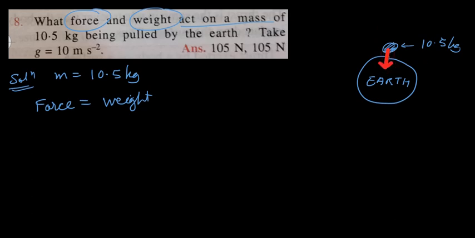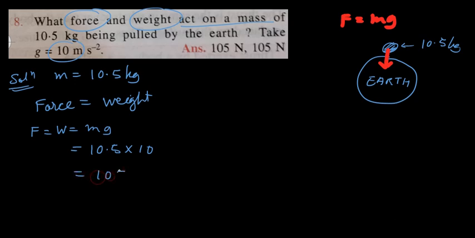Now this force is the weight of the body, and that force is given by m into g, acceleration due to gravity. So the force equal to the weight is mass into acceleration due to gravity. So this is 10.5 into 10, g is given as 10, so that will be 105 Newton. So the answer for force and weight both is 105 Newton.